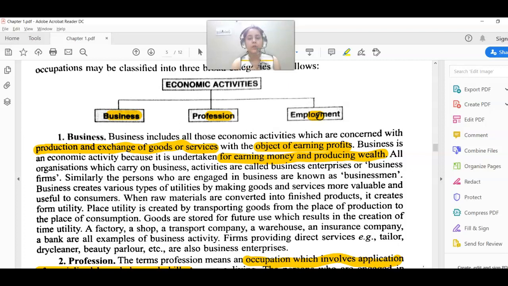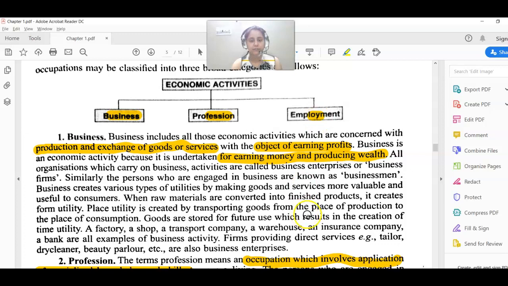For example, I'm going to start a business. I am an entrepreneur. I will either manufacture something, open up a factory, do some production, or do some transportation of goods or services. I will create utility by transporting one good to another and then further selling it to the retail shops. Such kind of activity is known as business.